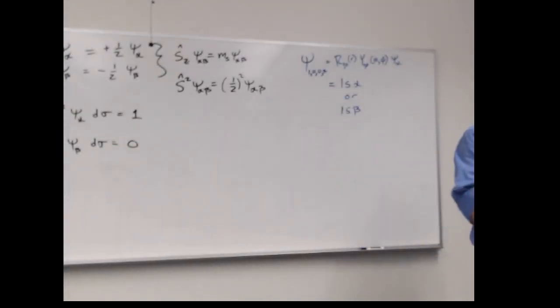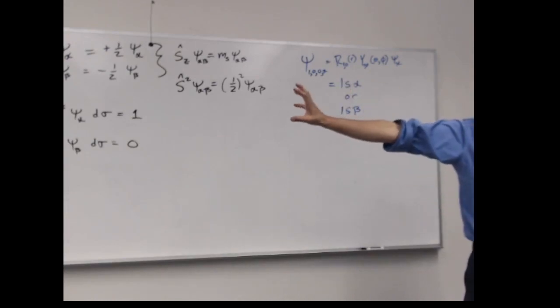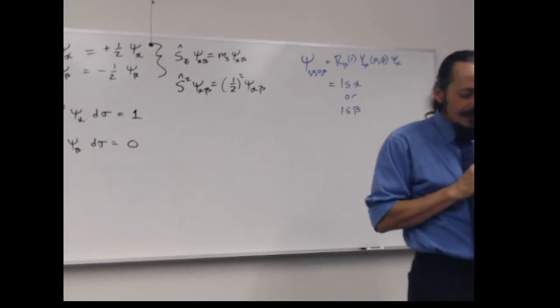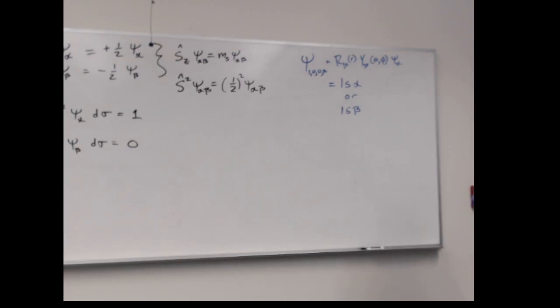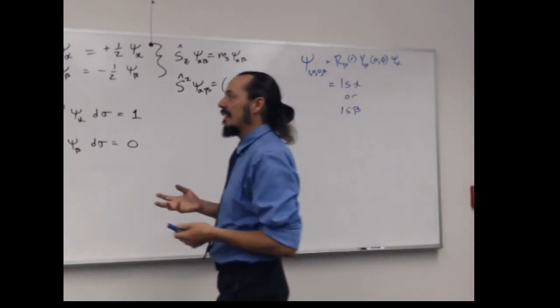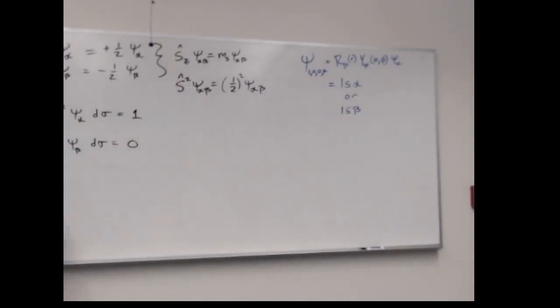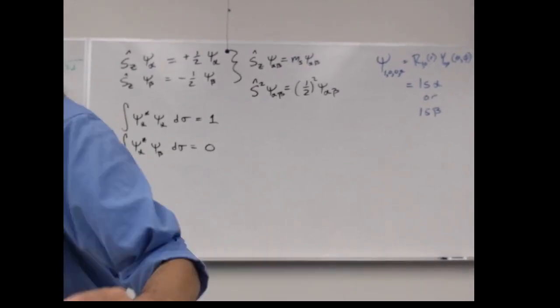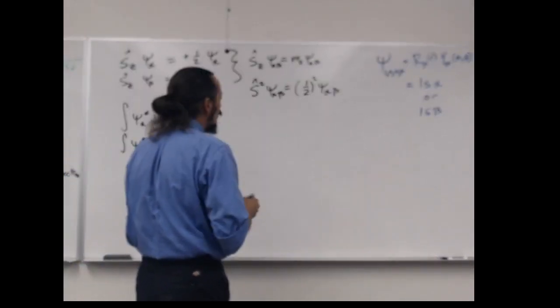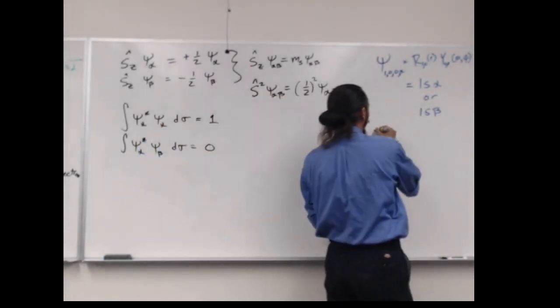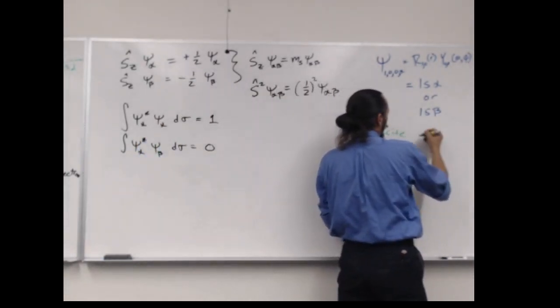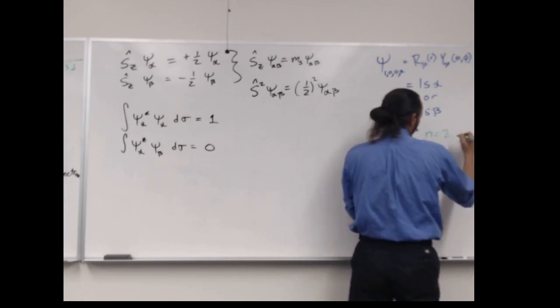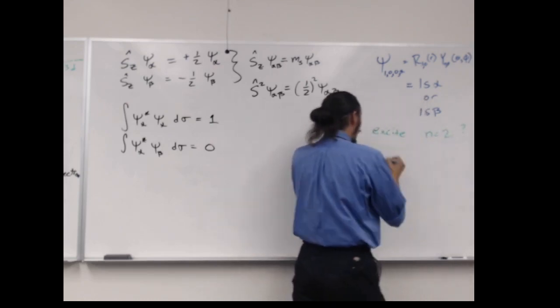Now, here's where it starts to get interesting. That's ground state, lowest energy. Now we can start to talk about, what if we wanted to excite this? What if we wanted to put energy into this, and we wanted to send this electron up to a higher energy state? What if we wanted to go to n equals 2? What happens in that case?